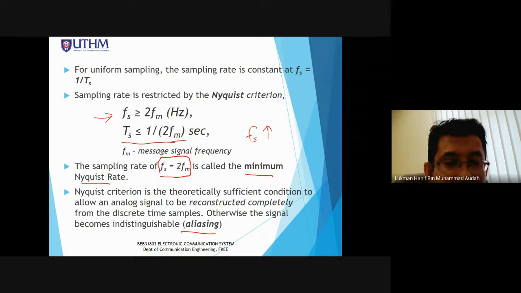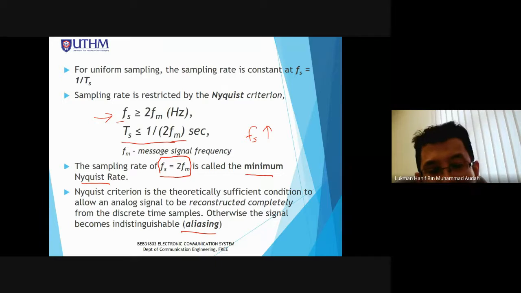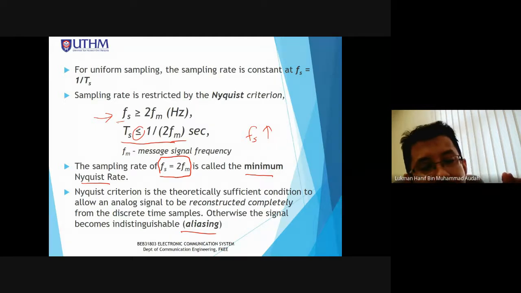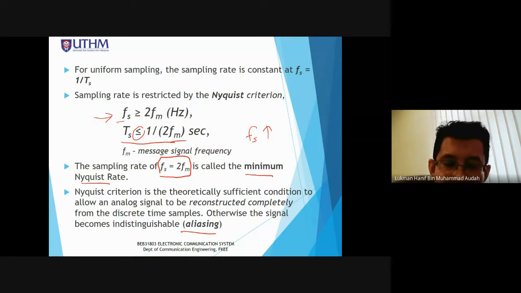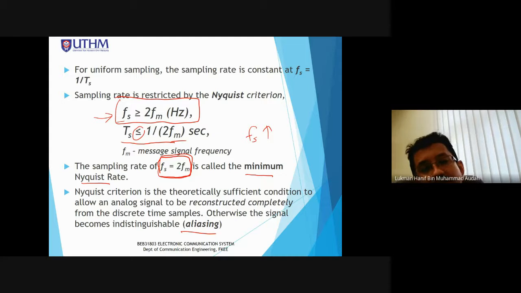Ini kalau terbalikkan lah, maknanya TS mesti lebih cepat. Kalau tadi Fs, kalau kita terbalikkan 1 bahagikan dengan Fs, simbol ini akan jadi terbalik, maknanya sampling time, masa sampel itu mestilah lebih cepat. Dalam masa 1 saat ataupun dalam masa sample time, kita perlu ada banyak sampel. Okay, so you need to remember this formula, minimum, dan ini adalah dia punya teorinya. Okay, jangan kurang daripada 2 FM.